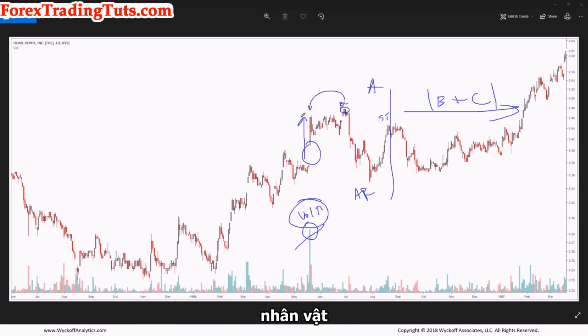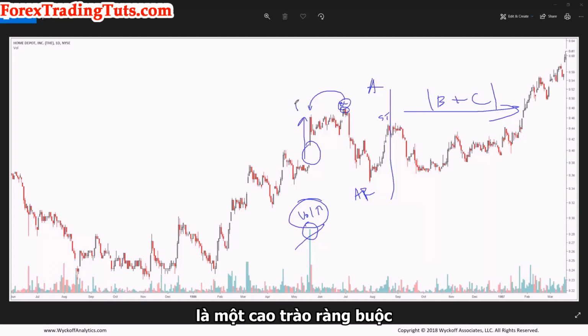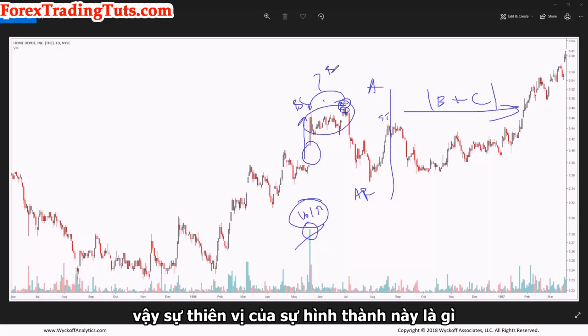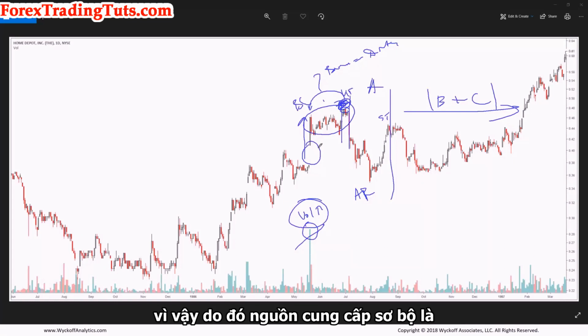So it's the character that does not allow us to say that this is a buy-in climax. Therefore, the second point here is that it has its own formation. So what is the bias of this formation? The bias of this formation is the distribution, so therefore we would be labeling this as an upthrust in phase C. So therefore the preliminary supply is going to come somewhere here. So that's the only thing that I would redo.